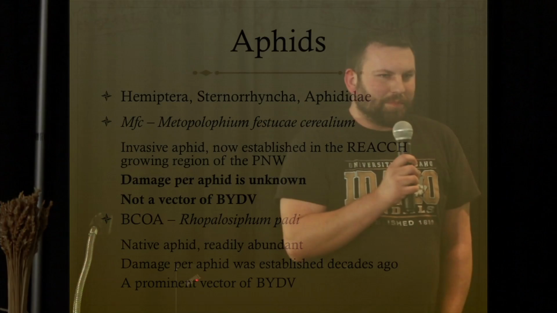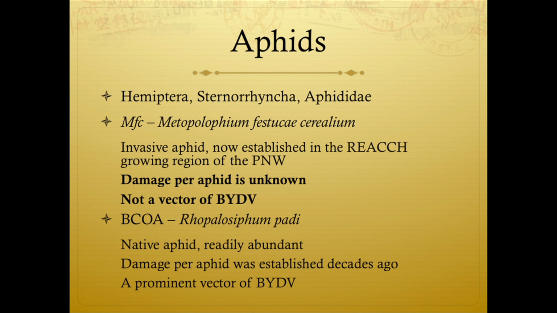Ying Wu discovered this in 2010, right, Sanford? 2011. It's an invasive aphid now established in our region. The big problem with this aphid is the damage per aphid is unknown on wheat, both spring and winter wheat, as far as I know. From the work done by Ibrahim, we now know it's not a vector of BYDV, or barley yellow dwarf virus.